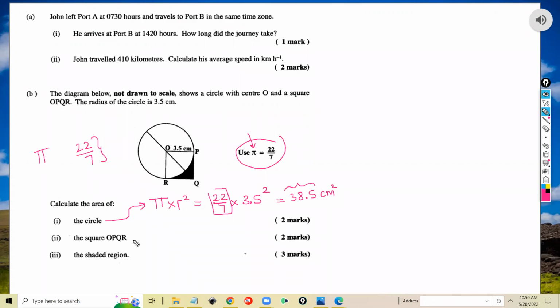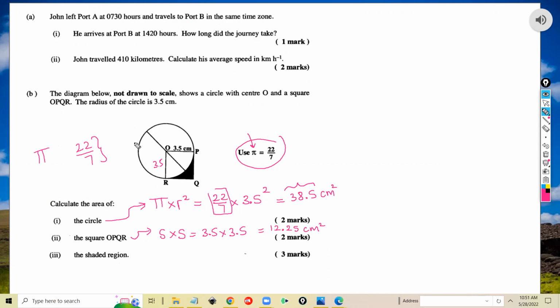Part 2, the square. Well, this one is pretty easy. So this is a square. If here is 3.5, then obviously over here is 3.5. The area of a square is side multiplied by side. So it's 3.5 by 3.5. 3.5 multiplied by 3.5. Well, I see everyone got this one correct. 12.25 centimeters squared.